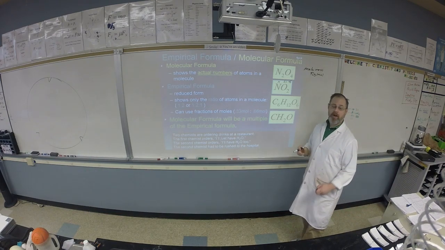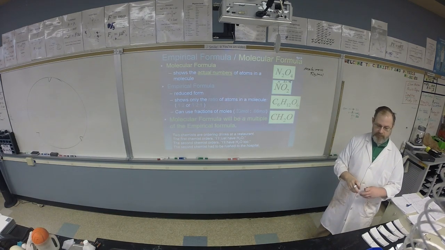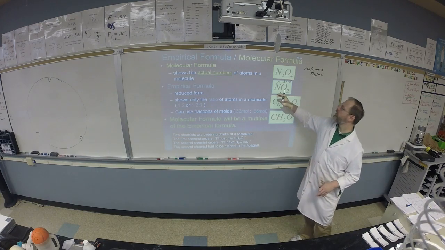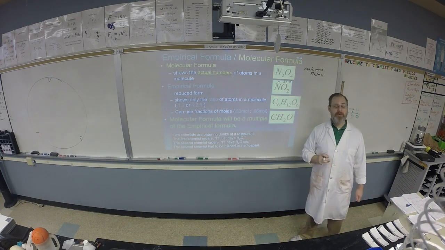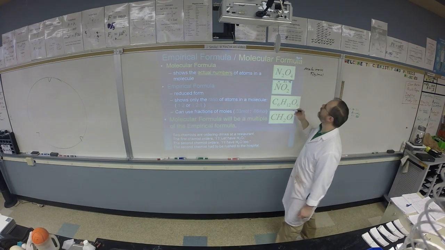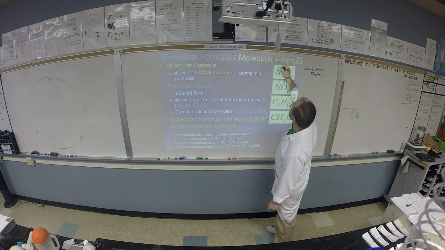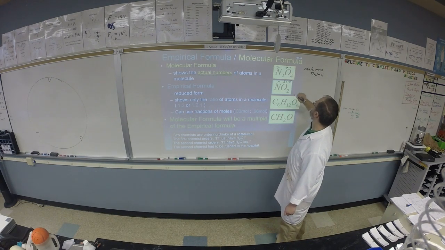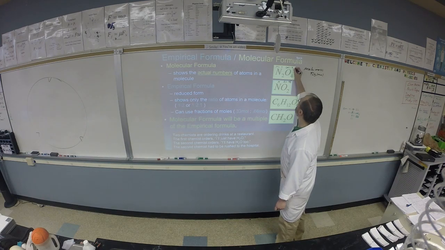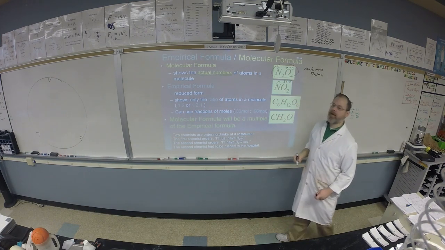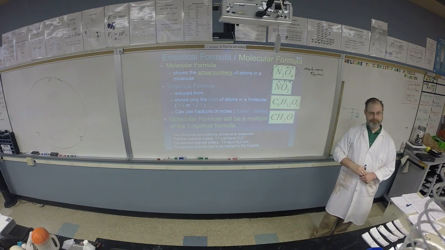So if you're sitting in front of a compound and the data kicks out that the empirical formula is NO2, but you know the molar mass is 92, then you know this is 14 times 2 plus 16 times 4, that's 28 plus 64, which is 92. So what you're actually looking at is N2O4.